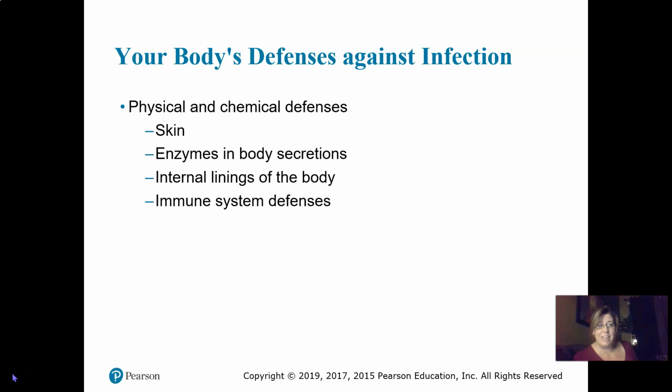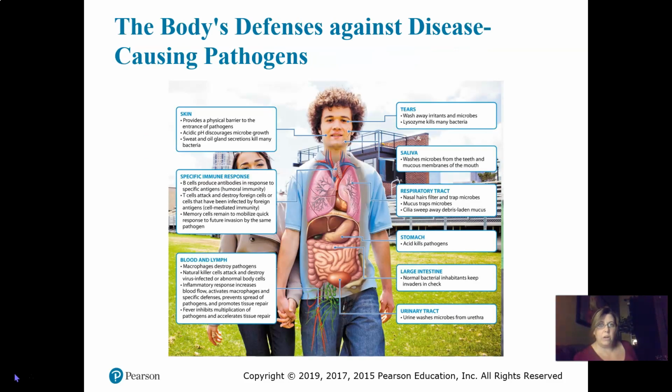Our body does have defenses against infection. For pathogens to gain entry into the body, they must overcome multiple effective barriers: skin, enzymes in body secretions, internal linings of the body. We've got visceral linings of our organs, and immune system defenses. So we have a look here of what our body is capable of.